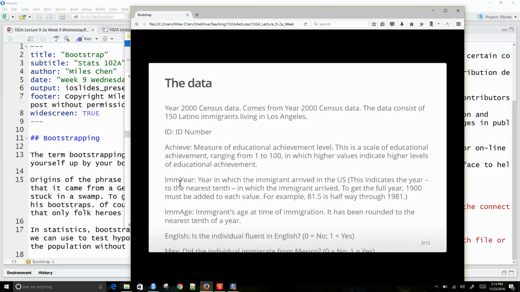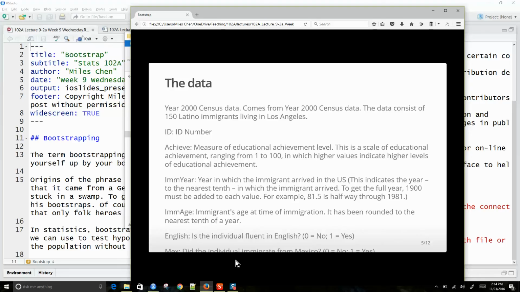Other things included in the data file that we're not really going to look at are the year at which the immigrant arrived in the U.S., the age of the immigrant at the time they immigrated, and whether the person is fluent in English or not. The one that we are interested in is whether this person came from Mexico or not. We're going to give them a 1 if the person came from Mexico, 0 if the person did not come from Mexico. And so what we are interested in is: is there a relationship or some kind of link between education achievement level and whether the person came from Mexico or not?